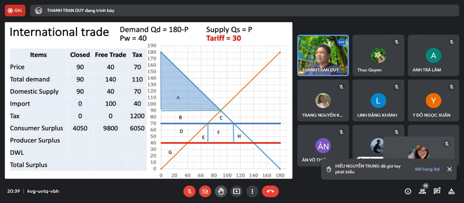Okay, this is consumer surplus, right? And producer surplus. For producer surplus, you have to draw another one, right? Producer surplus in the case of a closed economy.